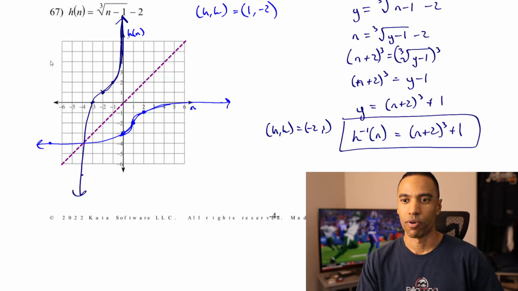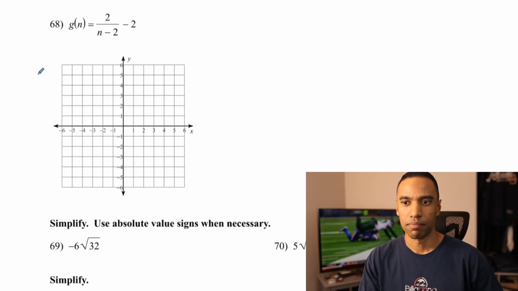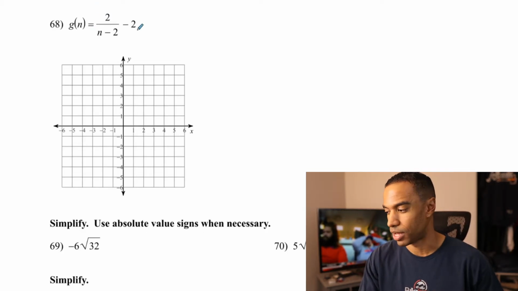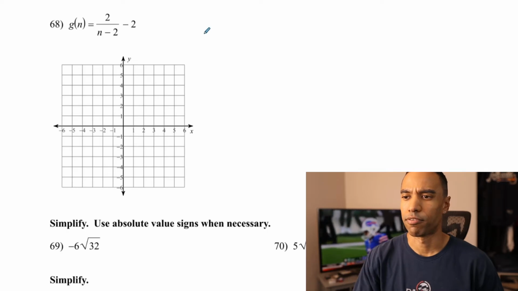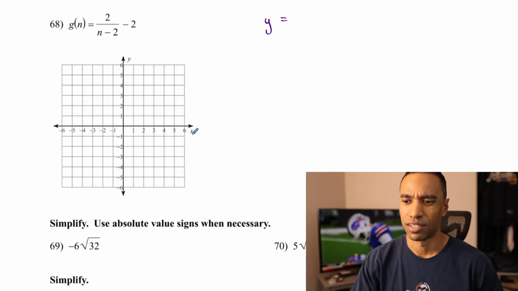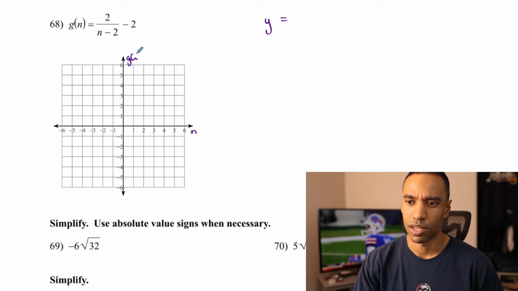All right, let's move forward to number 68. Let's do the same thing. This is a rational function. So actually, as far as graphing goes, we're going to have to graph rational kind of early on. Okay. I'm going to find the inverse first, I suppose, here. So this will be, it's n again. Not my favorite. N and g of n.